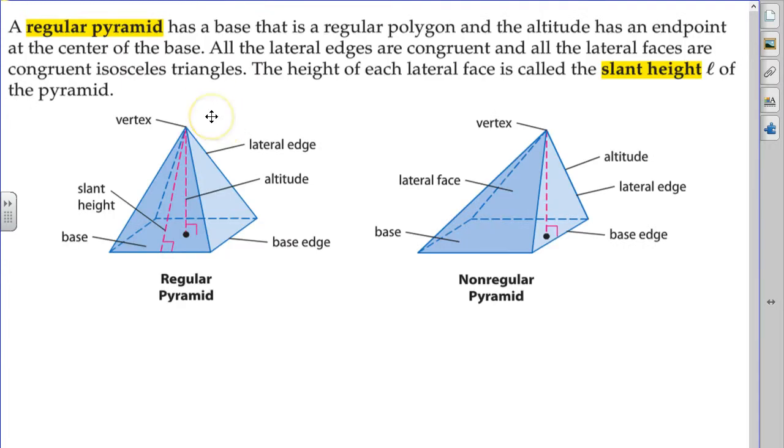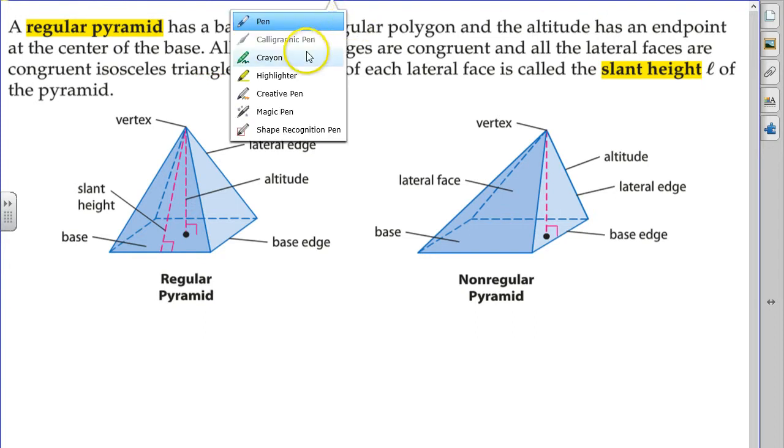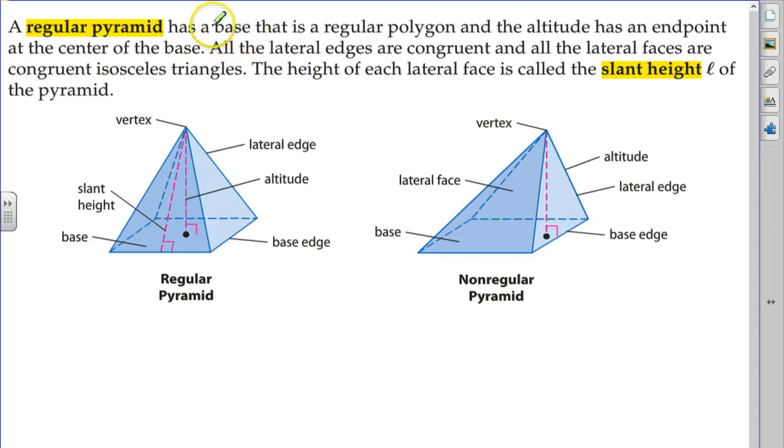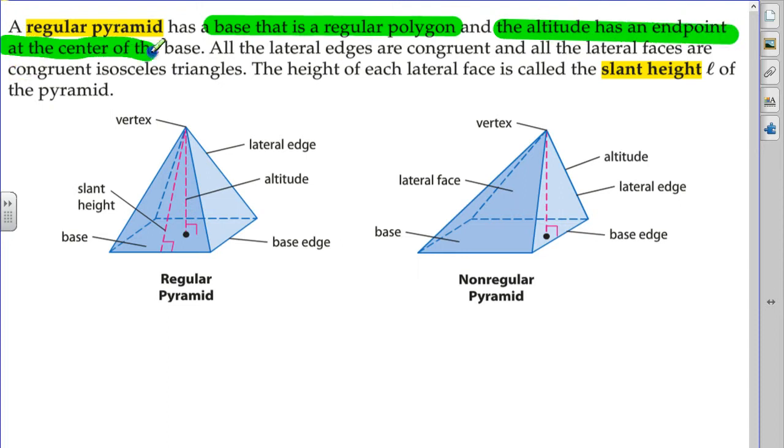Now, a pyramid. Okay, the first thing is to define a pyramid. A regular pyramid has a base, and that's kind of what they're working with here on some of these. But it has a base that is a regular polygon. Okay, the altitude is at the endpoint of the center of the base, and then all the lateral edges are congruent, and lateral faces are congruent isosceles triangles.